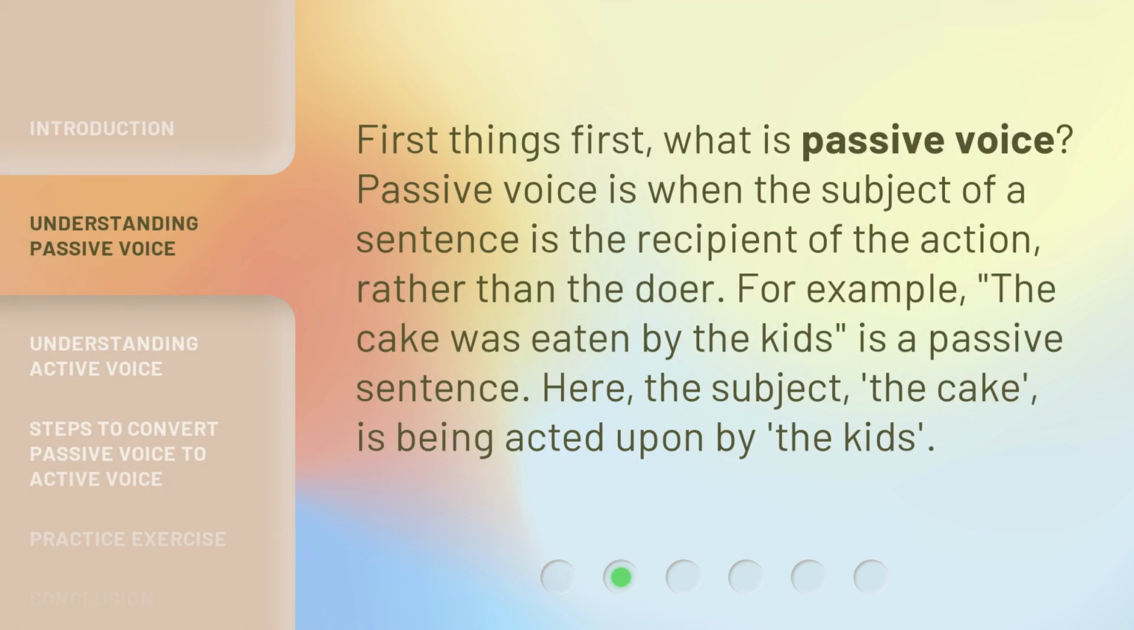First things first. What is passive voice? Passive voice is when the subject of a sentence is the recipient of the action, rather than the doer. For example, "the cake was eaten by the kids" is a passive sentence. Here, the subject, the cake, is being acted upon by the kids.